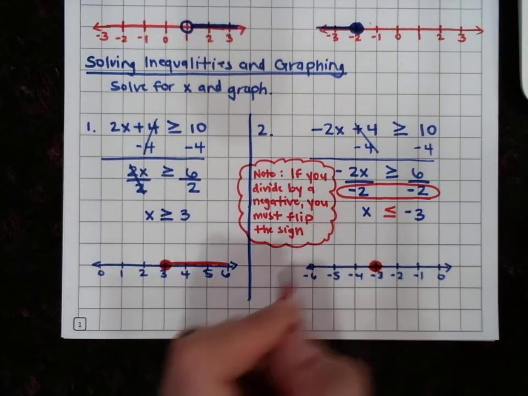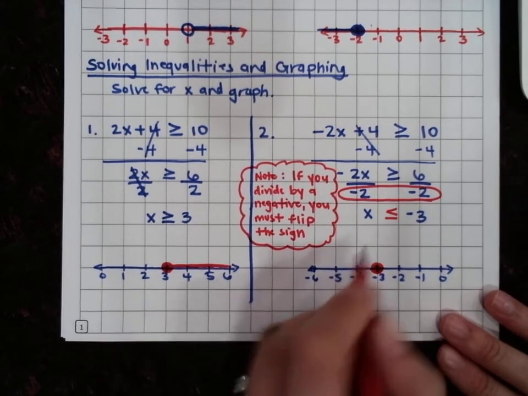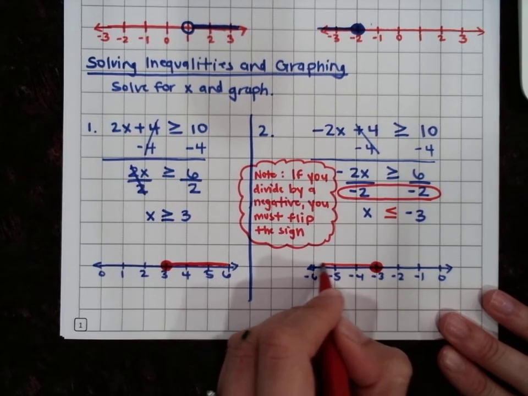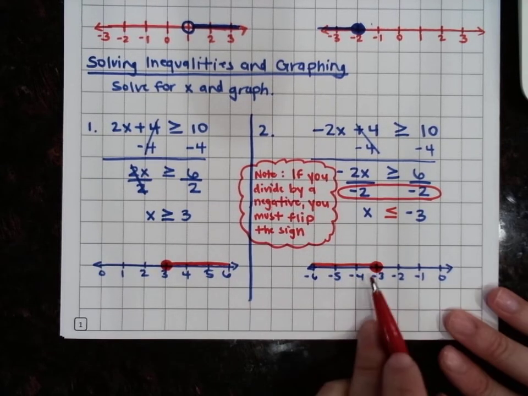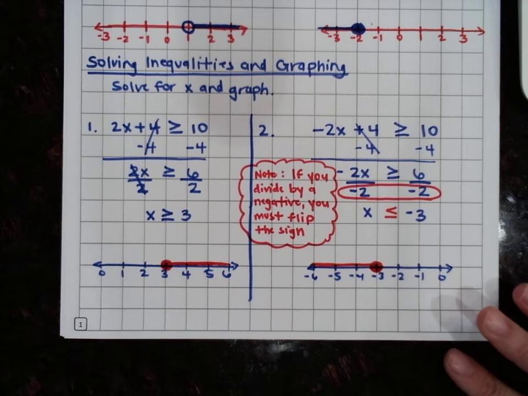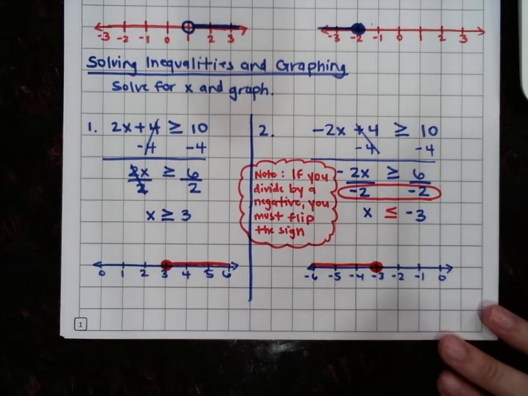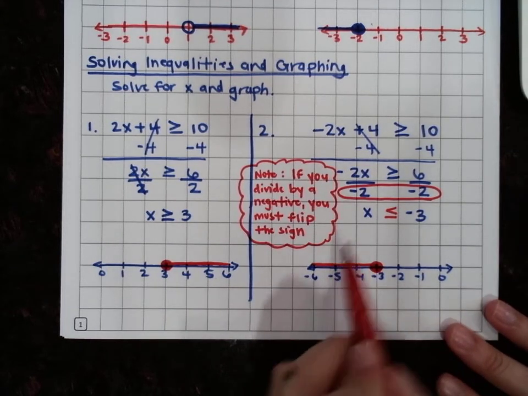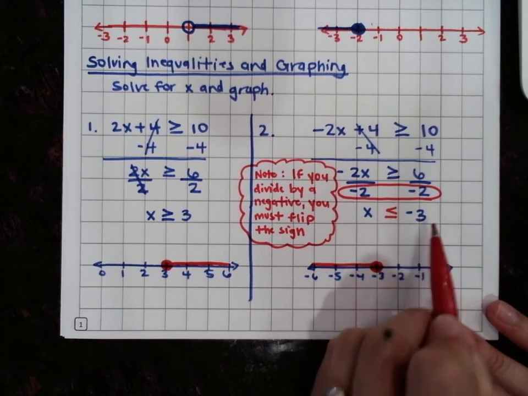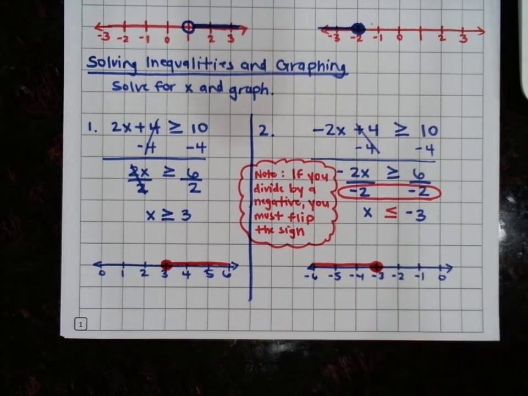And x is less than, so less than, we go left. All of these values to the left will make our inequality true. Like negative 5: is negative 5 less than or equal to negative 3? Yes, it is. So we know we shaded correctly.